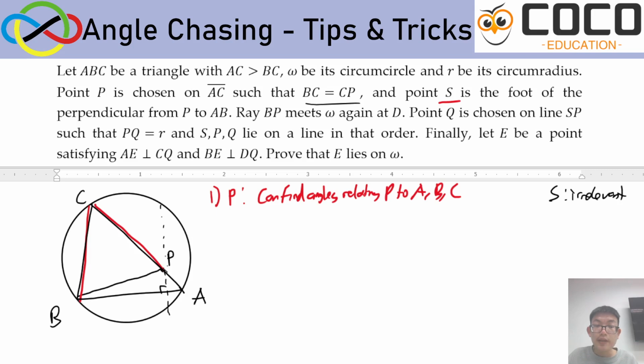Now, next thing is that BP meets omega again at D. Now, that's just an extension. And the question is, what can I do with D? Well, I do know that there are going to be equal angles. And in fact, this is also going to be isosceles.